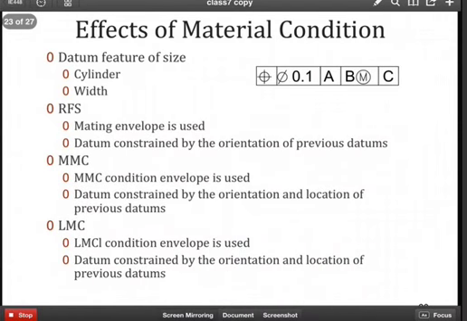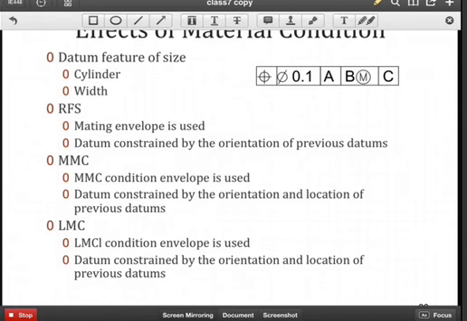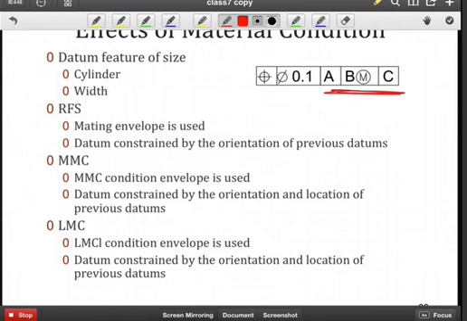Now what happens when material condition comes into play? And how do we know it's part of the equation here? Well, what you're going to see in your datum references, if you have a feature of size that has a material condition, as in this case B, then similar to what we saw for the feature in this tolerance zone size box here, was that additional tolerance is allowed as the feature deviates from material condition.